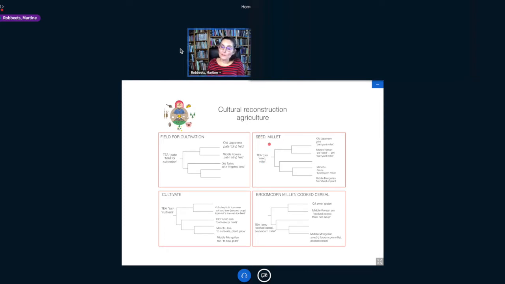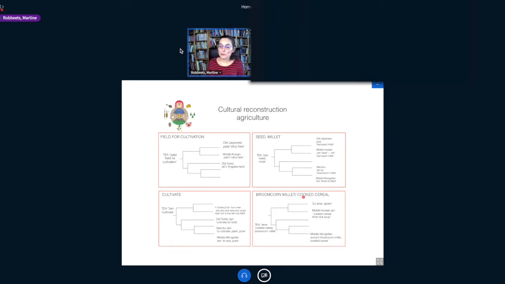And then we have a root for seed, millet. In Old Japanese, for instance, you have pie. In Japanese now, that's hie for barnyard millet. That corresponds to Middle Korean psi or pi, and also fisi in Manchu and other Tungusic languages, and hissi in Middle Mongolian. This leads to the reconstruction of an ancestral word, pisi, for seed or millet.